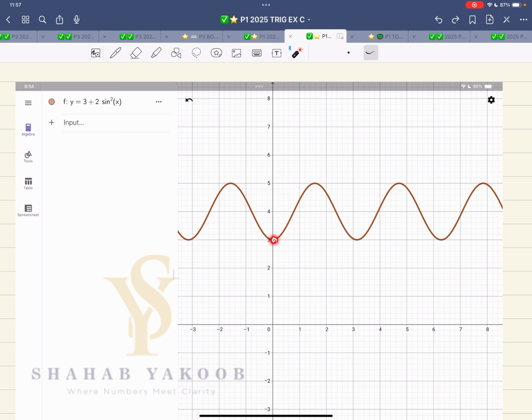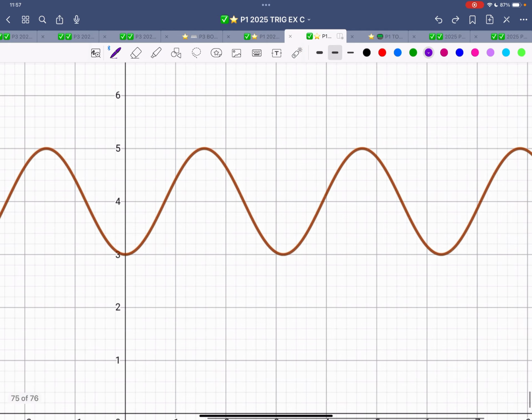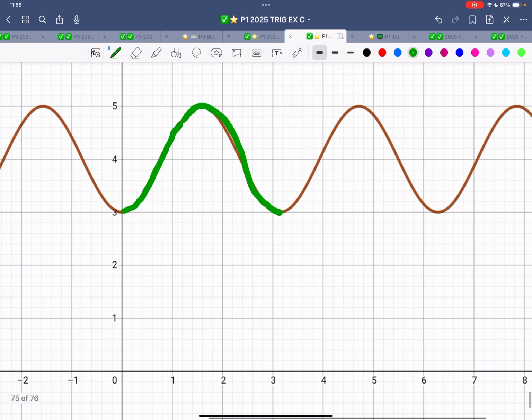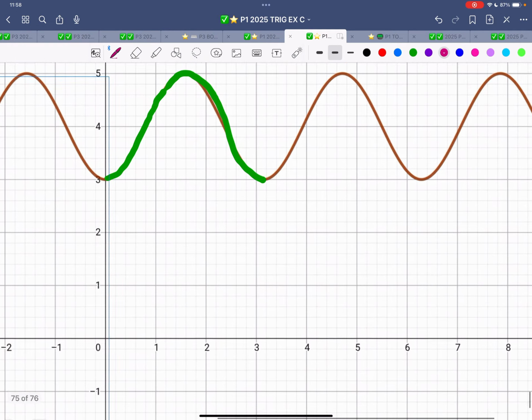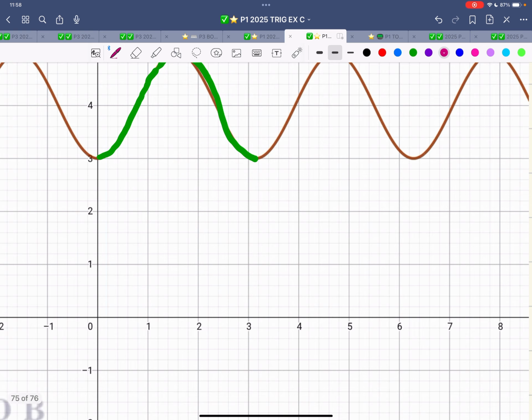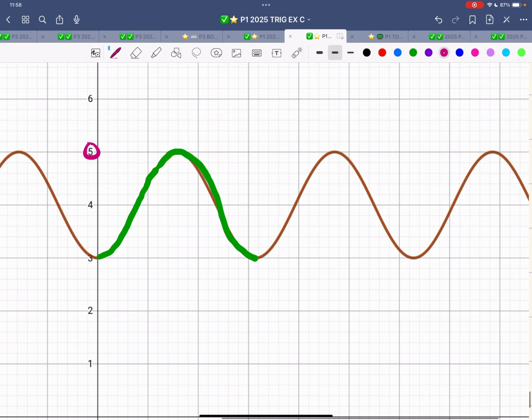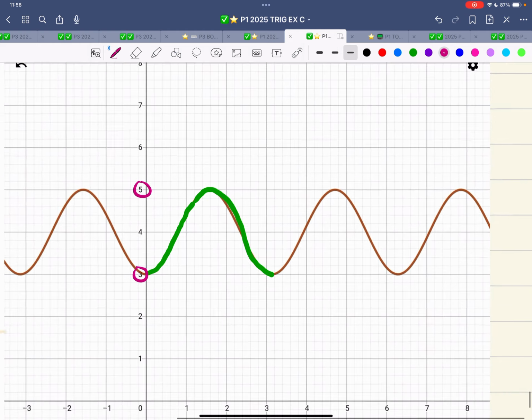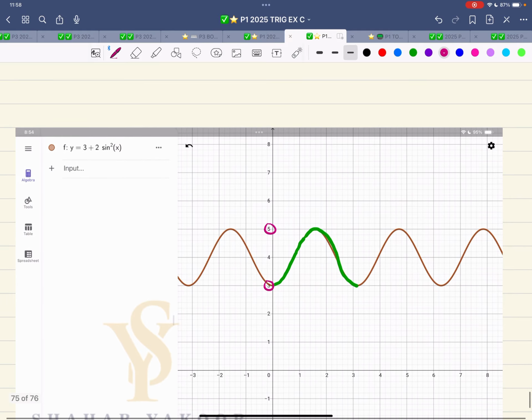But if I look at the graph, this is 0, this is 3.14 up till here. So let me just highlight it a bit and change the color to green. So now over here, the graph is like this. Just ignore the thickness up till here. So now when the graph is drawn, what is the maximum value? The maximum value is 5. And what is the minimum value? Minimum value is 3. So that is double checked using this graphic calculator.